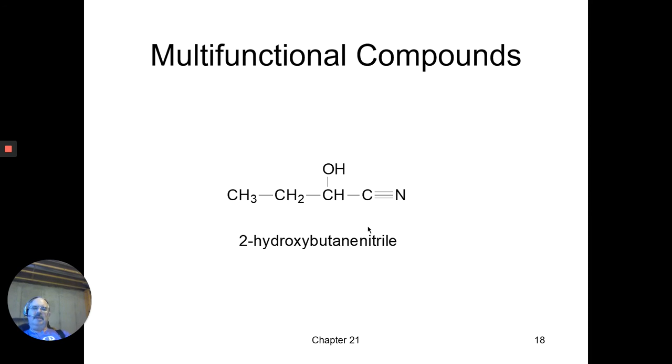Okay, nitrile has priority over alcohol. Okay, so we have 1, 2, 3, 4. We've got butane. We count the nitrile carbon. So this is carbon number 1. We have a hydroxy on carbon number 2. So this is 2-hydroxybutane nitrile. Okay, notice that we retain the E in butane.